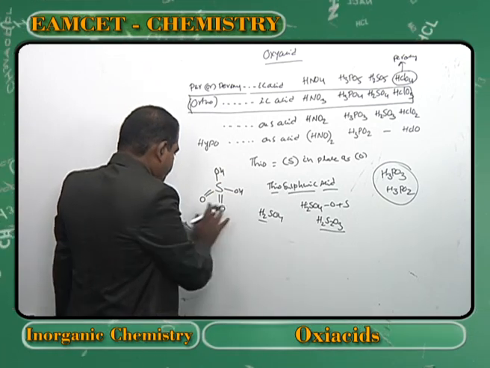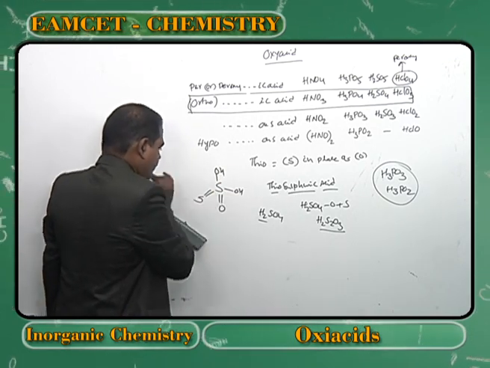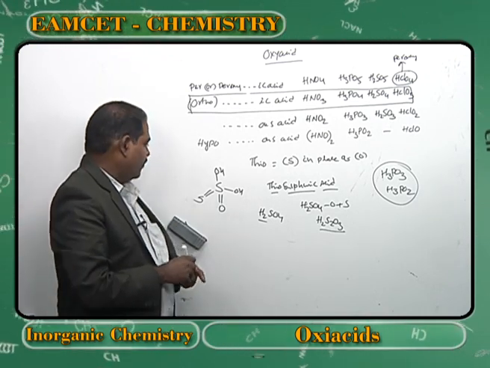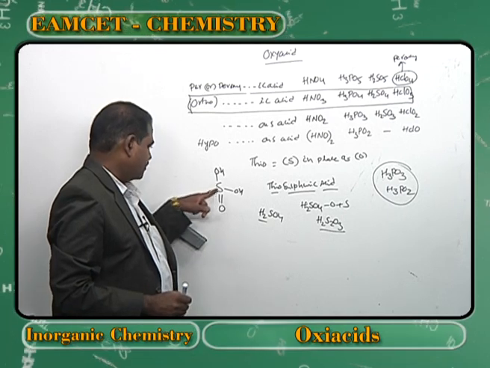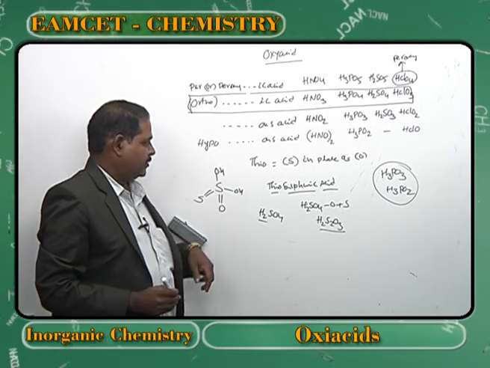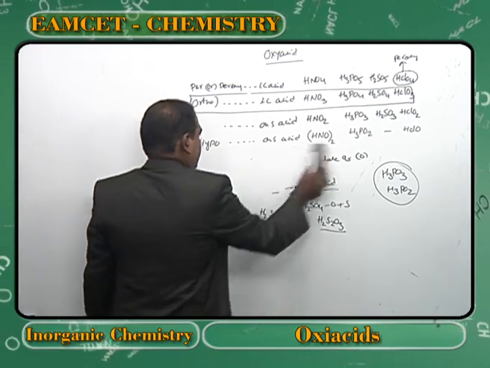And where should you put sulfur? This is where sulfur goes, S double bond S. So you might well get a question: which of the following has an S-S bond? Yes, this thiosulfuric acid has an S-S bond in it. Okay? So you have learned the names.